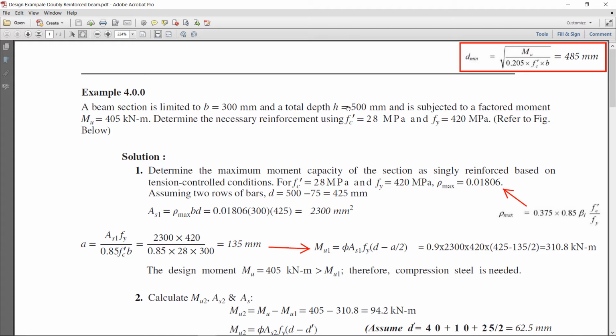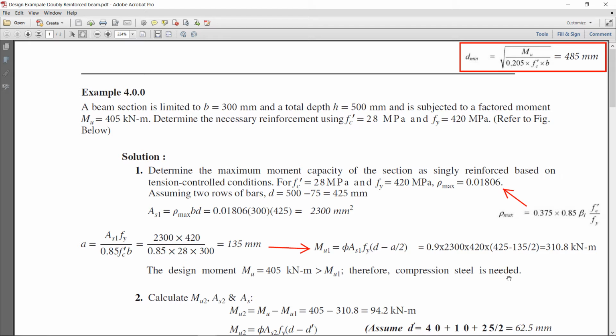But to accommodate the moment in this beam, whose depth is limited, we have to provide extra steel in the compression region to make a higher couple to resist the applied moment. So the maximum moment capacity of this section, if we take it as a singly reinforced beam, is 310.8 kilonewton meter. Now in this section, 300 by 500 millimeter, the design moment is 405 kilonewton meter. The applied moment is greater than Mu1. It means we have to provide compression steel in this section. Therefore, compression steel is needed in this section.